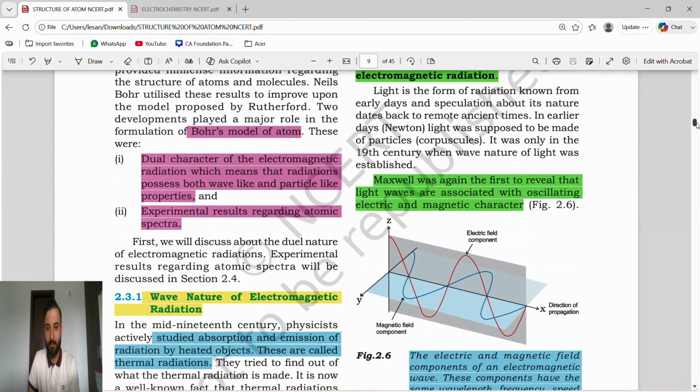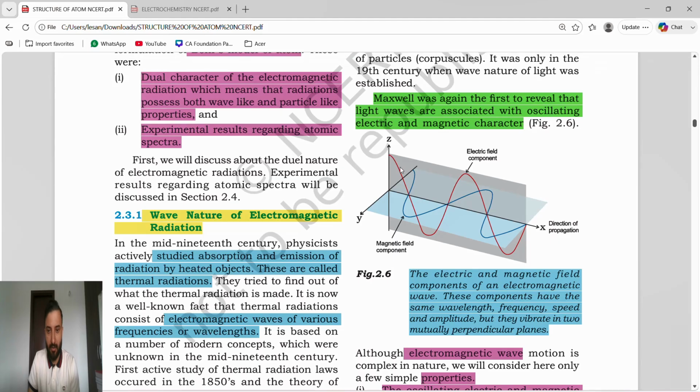Red color is what? See this. This is the electric field, and this is the magnetic field. Electric field is coming like this, magnetic field is going like this, at 90 degrees, it should be perpendicular. So what they said is, these components have the same wavelength, frequency, speed and amplitude, but they vibrate in two mutually perpendicular planes. Again guys, perpendicular planes, keep in your mind.